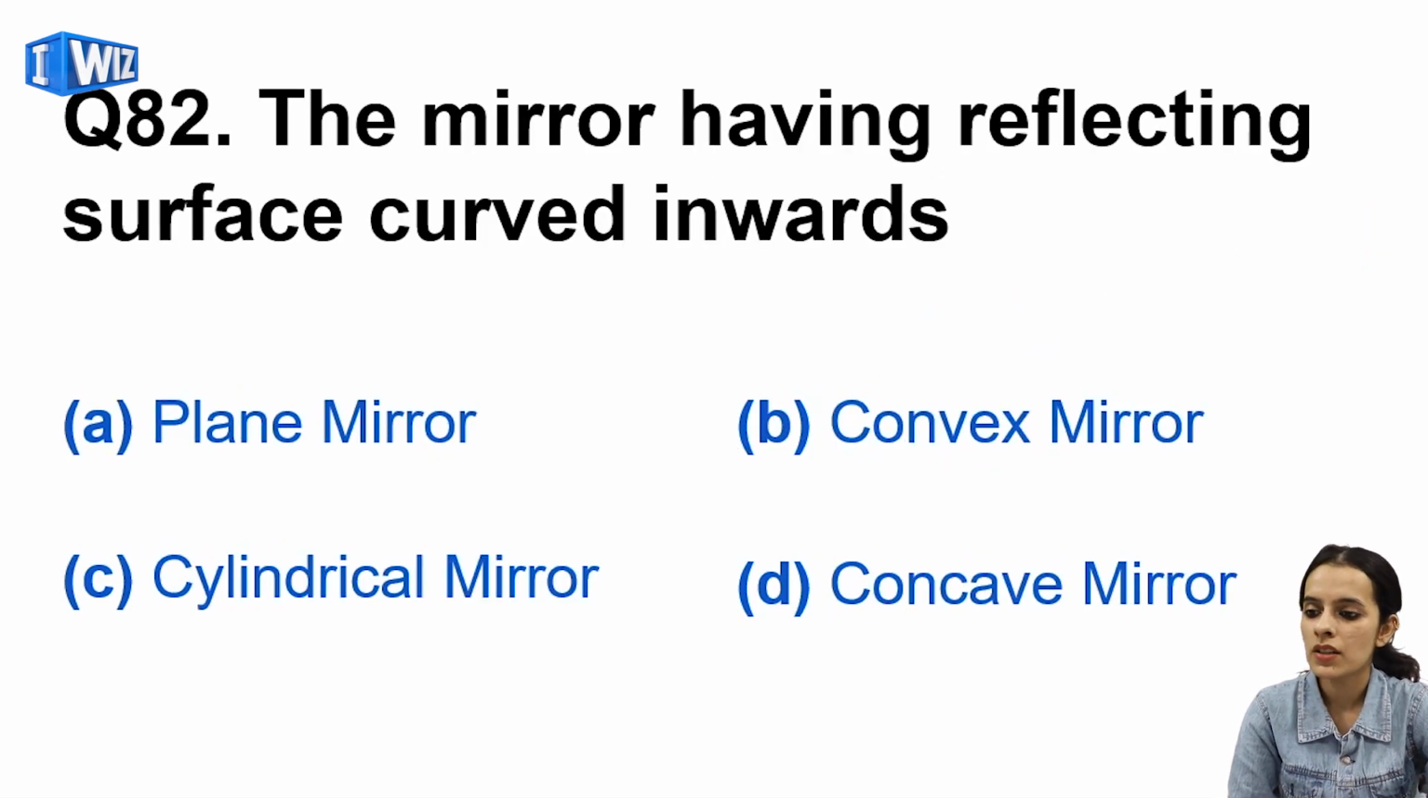Next, the mirror having reflecting surface curved inwards. You can relate it with the front side of the spoon. Rays of light, when they strike on the front side of the spoon, always converge inwards. What type of mirror is that? Concave mirror.